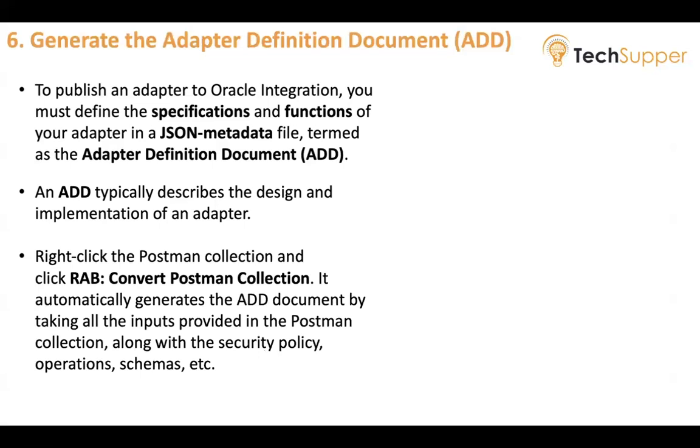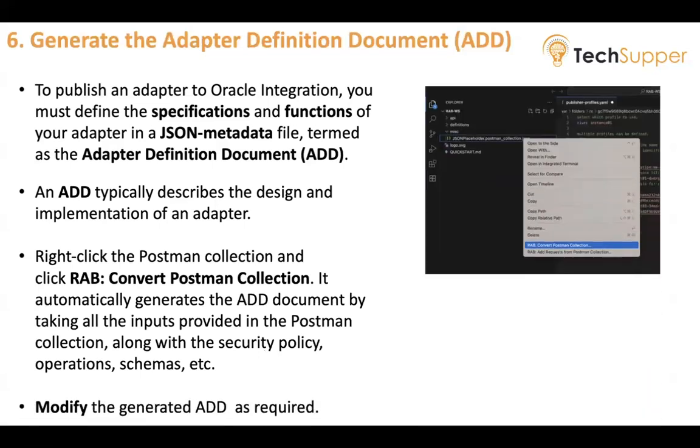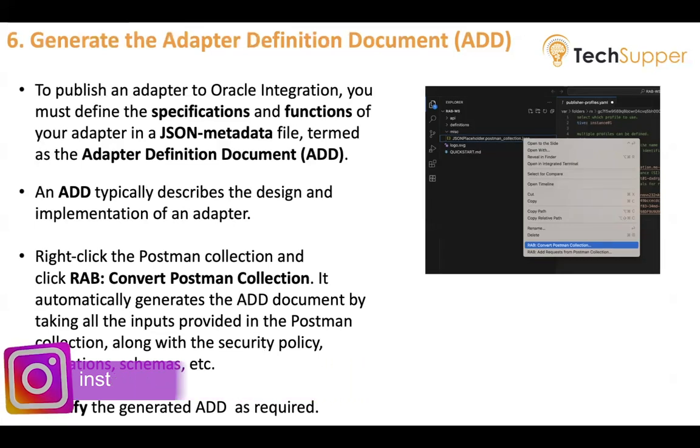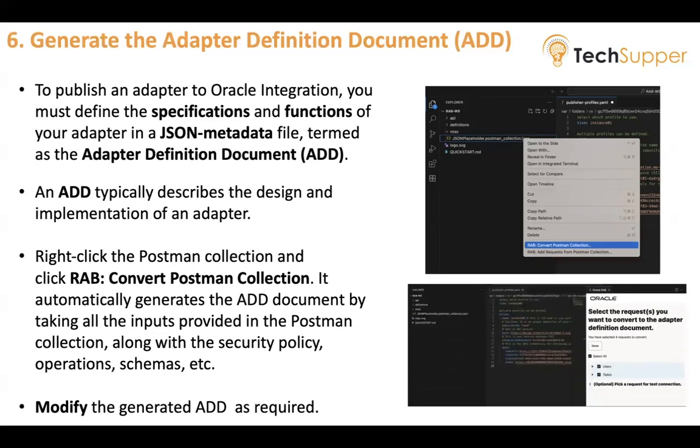To generate that ADD file, you don't need to do too much work. You right-click the Postman collection, whatever Postman collection you have imported in your workspace, and use a command called rab convert Postman collection. When you do this, it will generate the ADD document by taking all the required inputs, meaning whatever APIs you have given, plus the responses it will use to generate schemas, and security policies also. And then you can modify it.